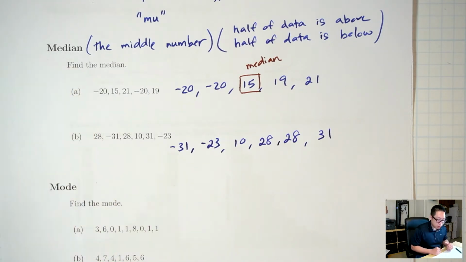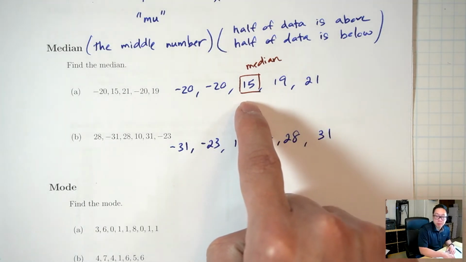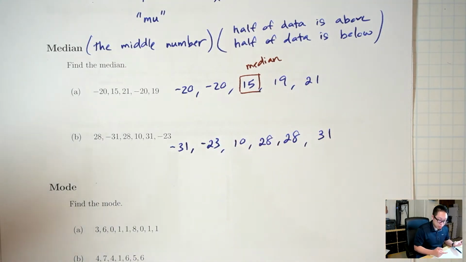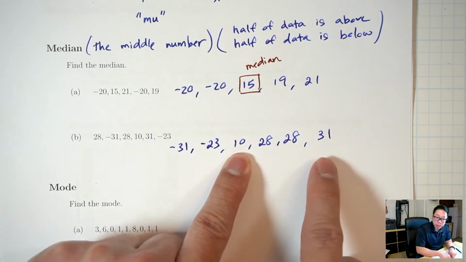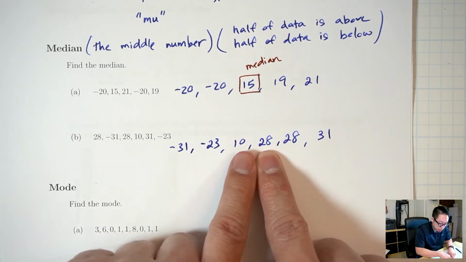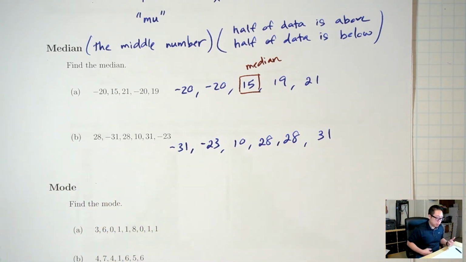In part A, after we put the numbers in order, there is a number right smack in the middle. Part B, we put the numbers in order. Is there a number in the middle? No, right? So it's not going to be 10 because there's 2 below and 3 above it. It's not going to be 28 because there's 3 below and 2 above it. So part B is a situation where there's not a number in the middle.